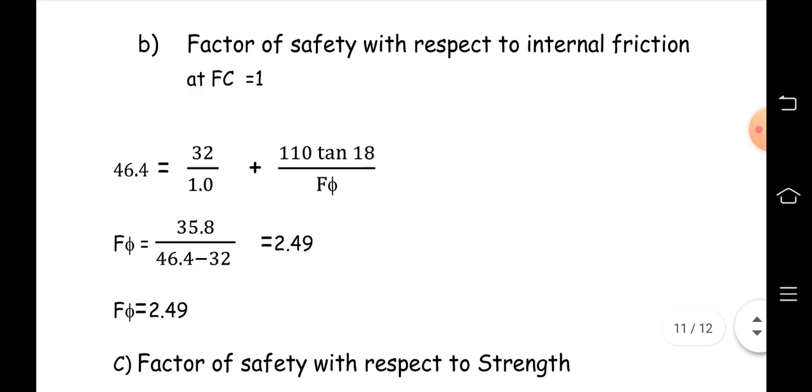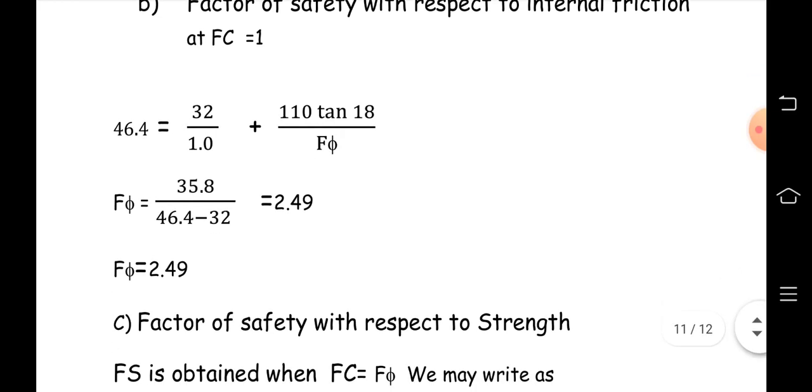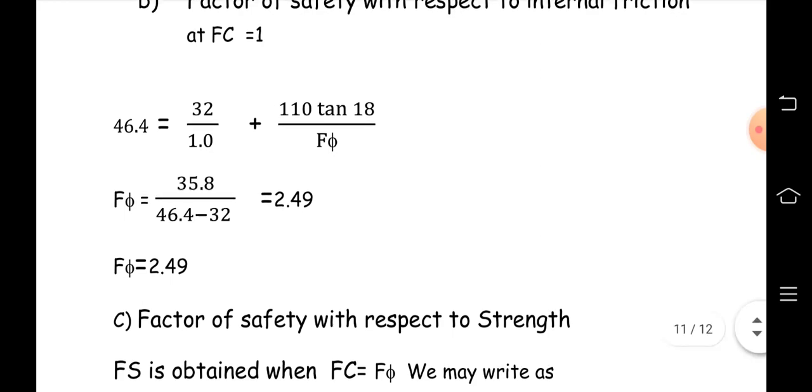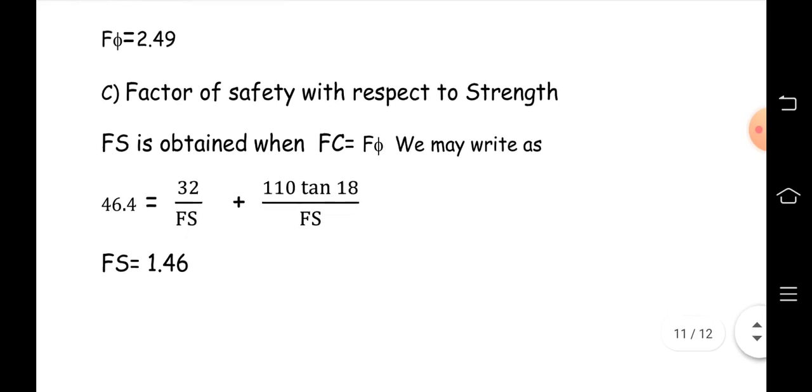Okay, that is tau, that is 46.4, tau that is 46.4 equal to 32, that is the value of C, upon 1 plus 110 tan of 18 upon Fphi. Okay. So how much Fphi will we get, 35.8 upon 46.4 minus 32, that is equal to 2.49. This is the factor of safety with respect to internal friction.